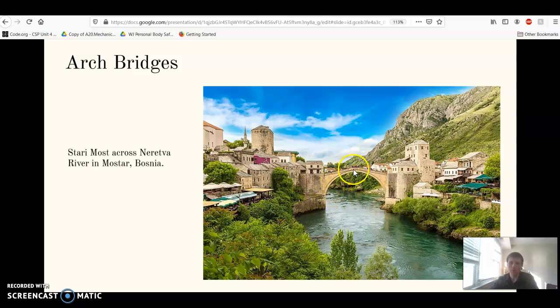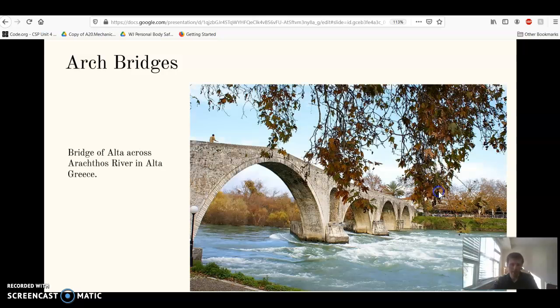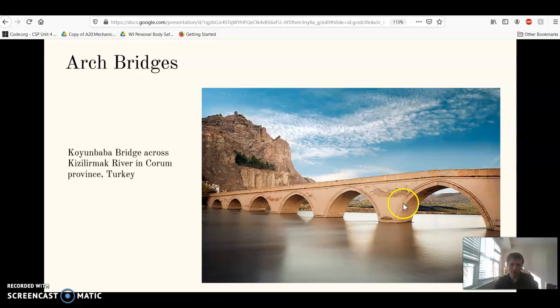Essentially, you build up a structure where the force is distributed to either side. This is a really, really old bridge called the Stari Most in Bosnia. I'm not sure if it means the same thing in Bosnian, but in Russian this would mean old bridge. Very stunning. You can really see how thin this design can get at the top. Here's a bridge of Arta across, of course, the Arachthos River in Arta. Here's one in Turkey, the Kuyumbaba Bridge.